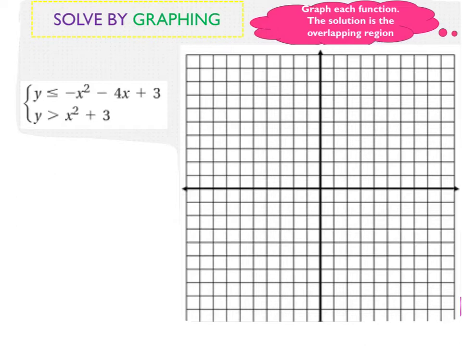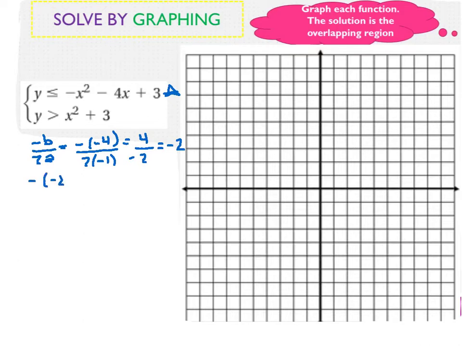Okay, so the first thing I'm going to do is graph this first function here. I'm going to find the vertex, so negative b over 2a, negative 4 over 2 times negative 1. So that's 4 over negative 2, which is negative 2. So the x-coordinate of my vertex is negative 2. I'm going to plug that back in to find the y-coordinate. Evaluating this, we get negative 4 plus 8 plus 3, which is 7. So the vertex is negative 2, 7 for the first quadratic.